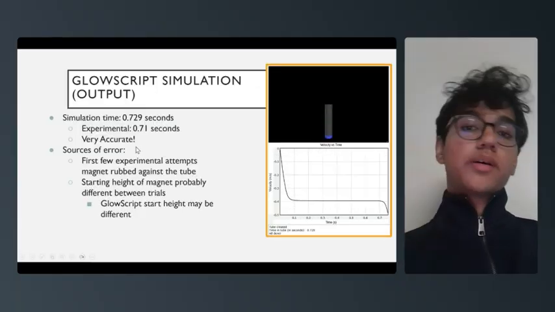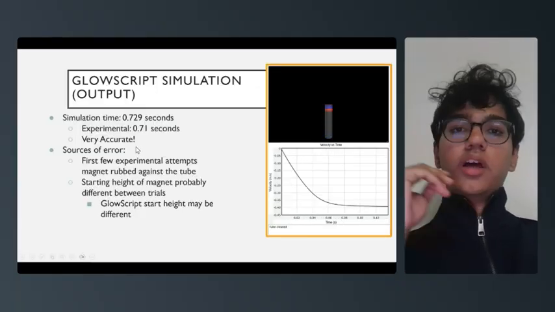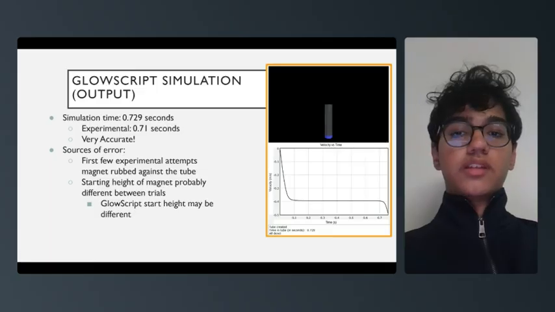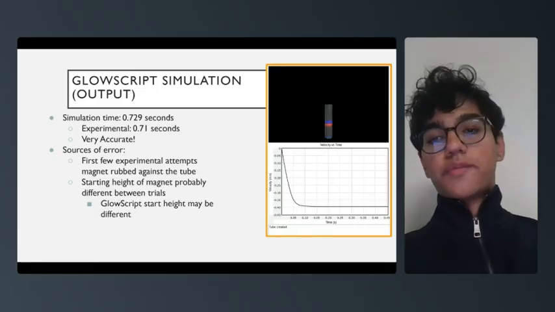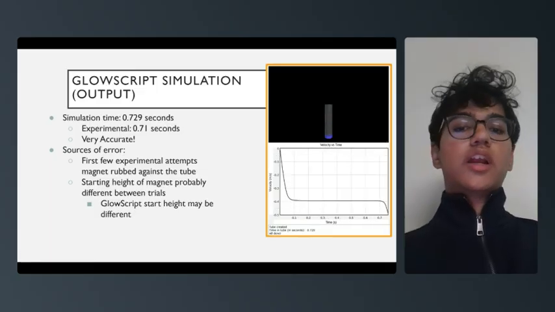Some of the sources of error here could be that in the first two experimental attempts the magnet rubbed against the tube, the starting height of the magnet was probably different between trials, and the start height of the glow strip may be different.